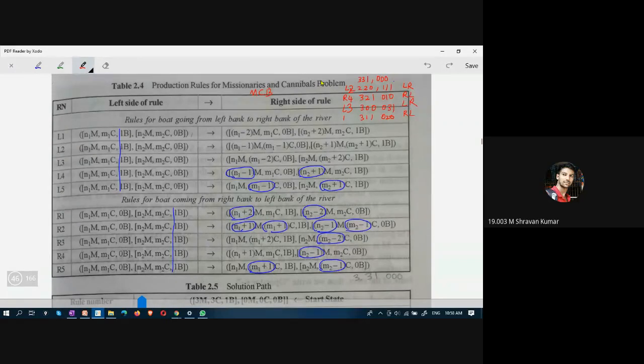No, R2? We are not taking a missionary. R1, ma'am, I think. R1 also no. What we are taking? We are taking a cannibal. R5, ma'am. R5. Very good. R5. Right. Now tell me next. Which rule and what?